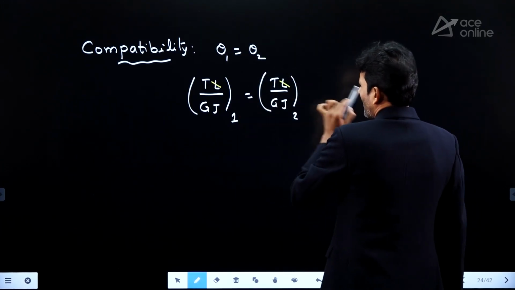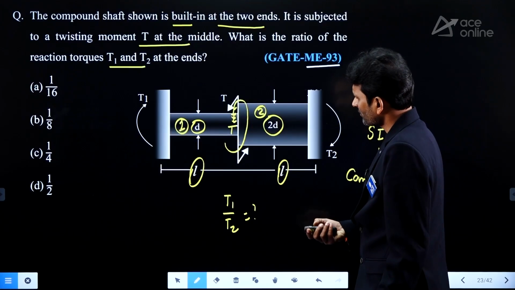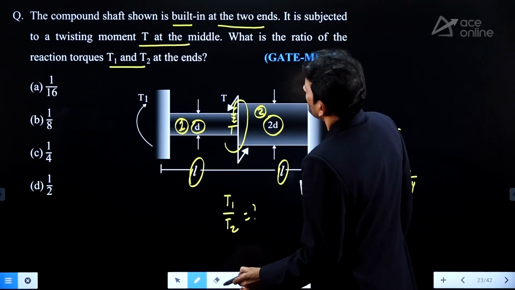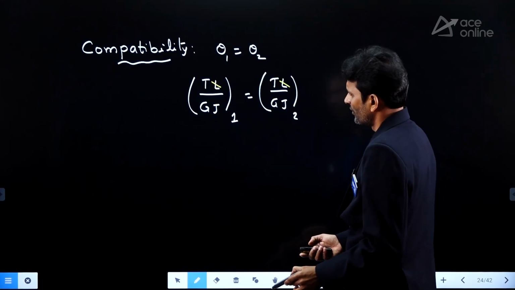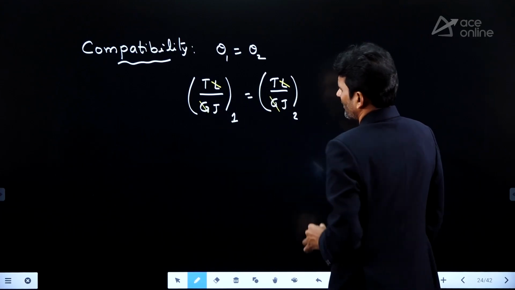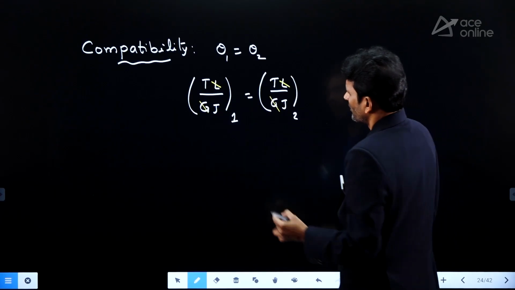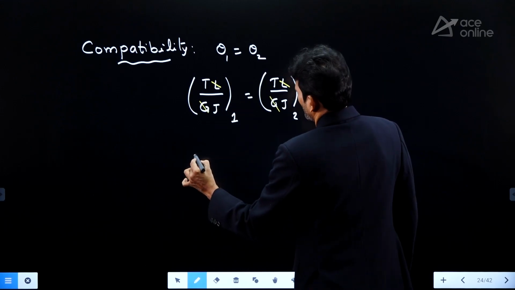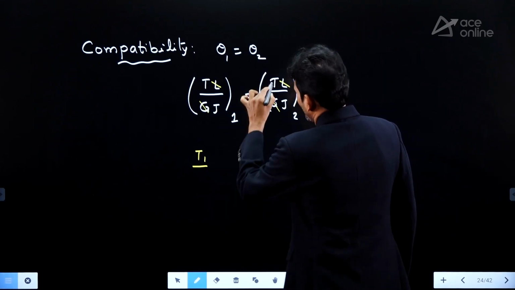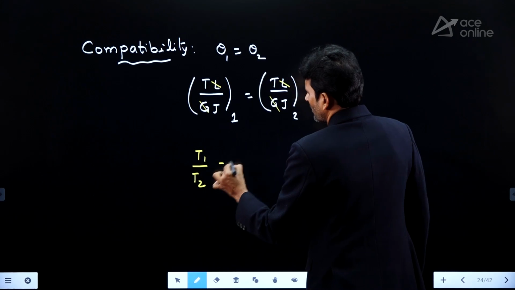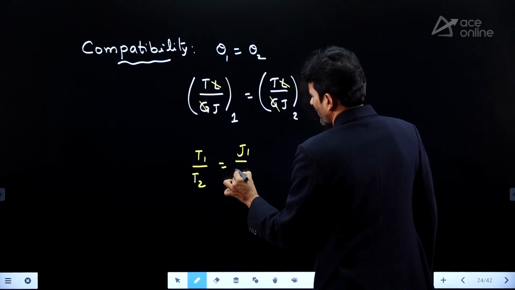Both segments are having the same length. Good. And both are made of the same material. G is getting cancelled, right? We required T1 to T2. So you can take this one, T1 divided by T2 equal to J1 divided by J2.